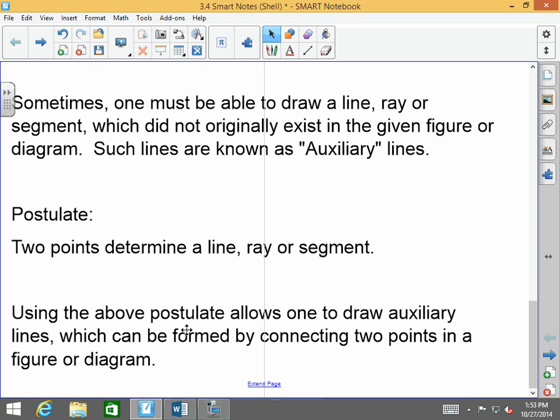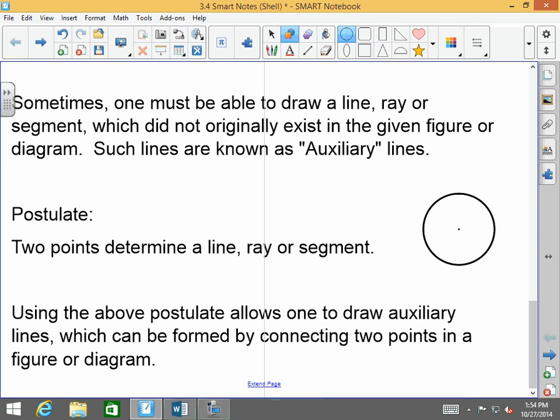Using the above postulate allows one to draw auxiliary lines, which can be formed by connecting 2 points in a figure or diagram. So for example, let's say I have a little circle here, and I have the center right here, which doesn't look like the center, but let's say it's center A. That's my point A, that's the center. And I already have this segment right here.